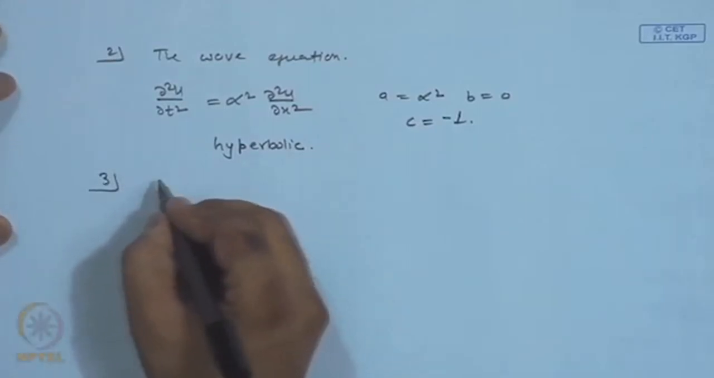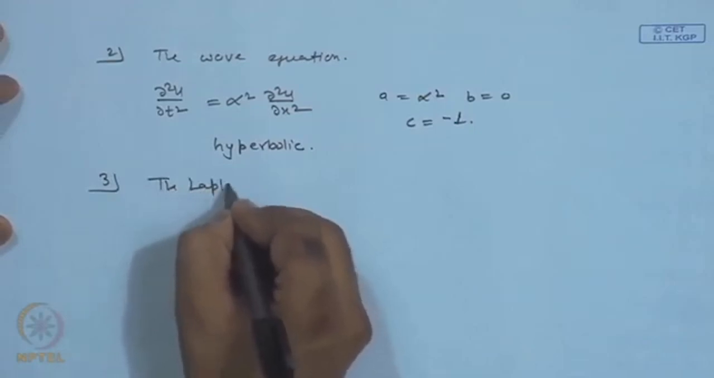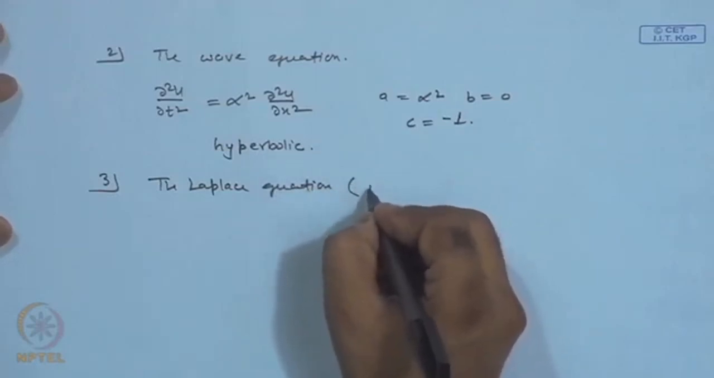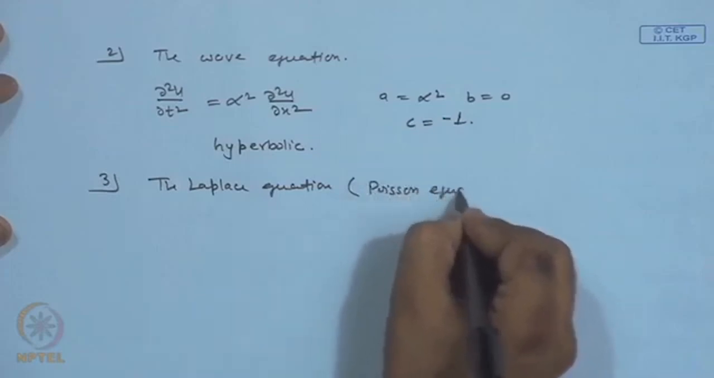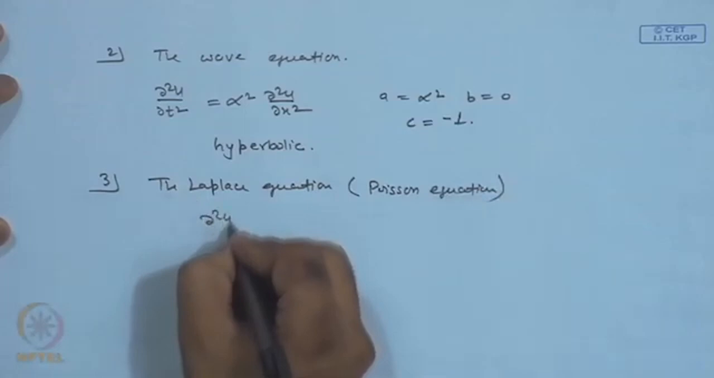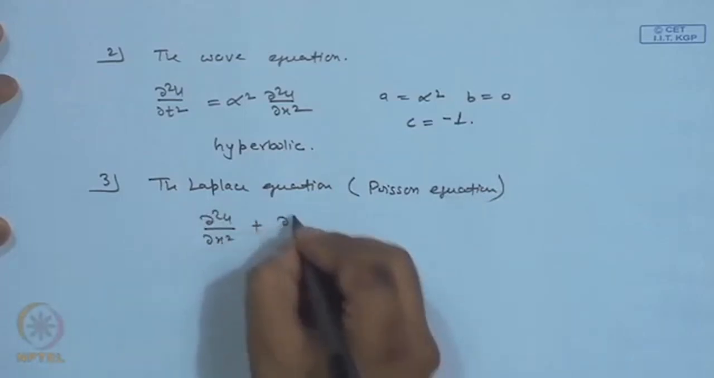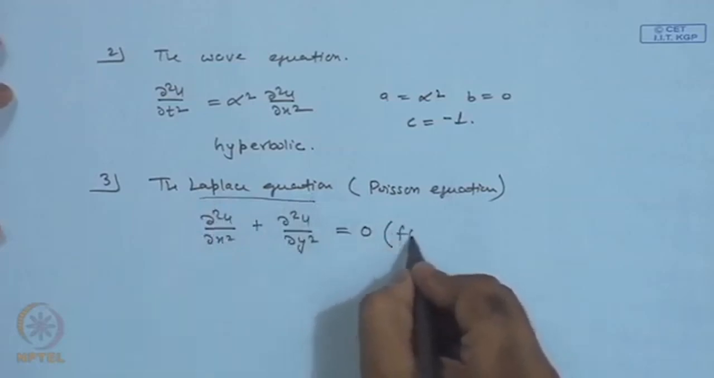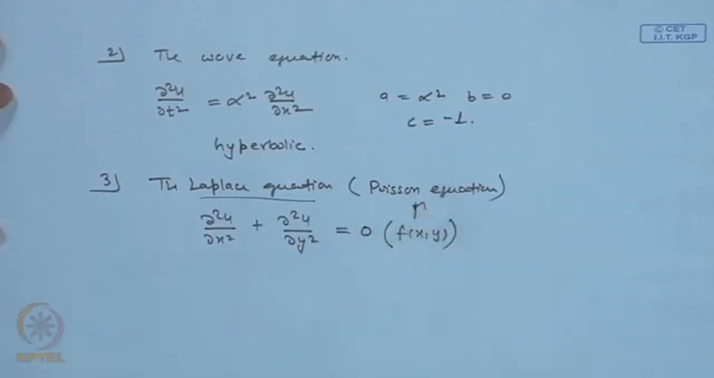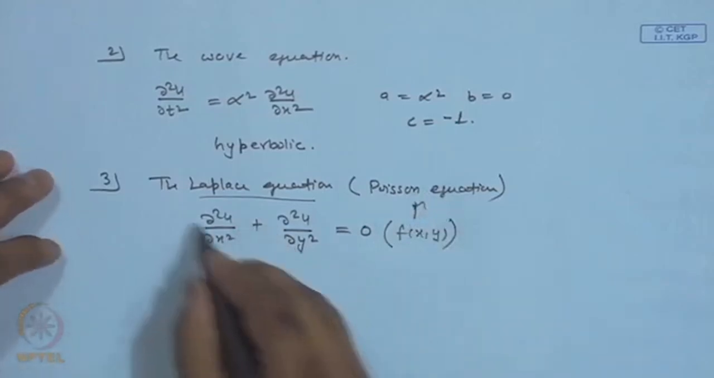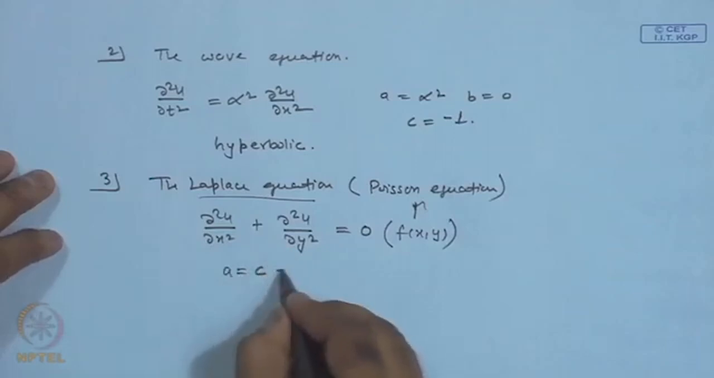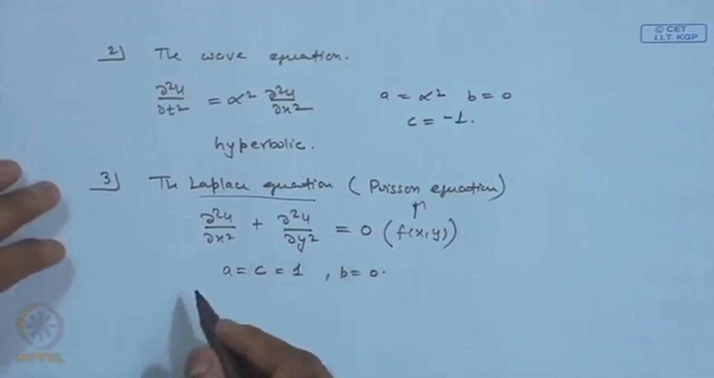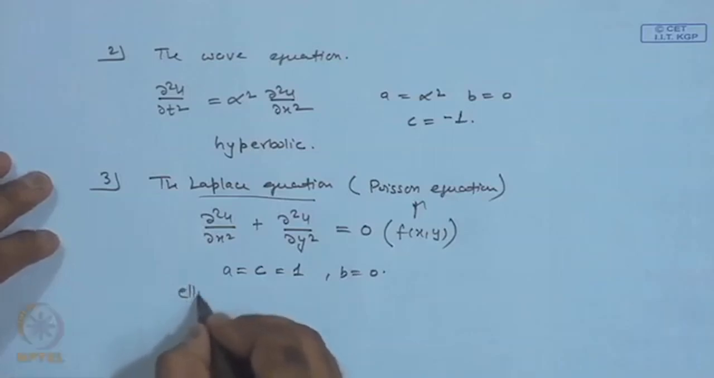Number third example, we have the Laplace equation, and also a different variation of it as the Poisson equation. These equations are del 2 u over del x square plus del 2 u over del y square is 0, then this is called the Laplace equation, and if this is a function of x, y, then this is called Poisson equation. And in this case, we have A is equal to C and this is 1 and B is 0. So, the equation is elliptic equation because B square minus 4AC is negative.